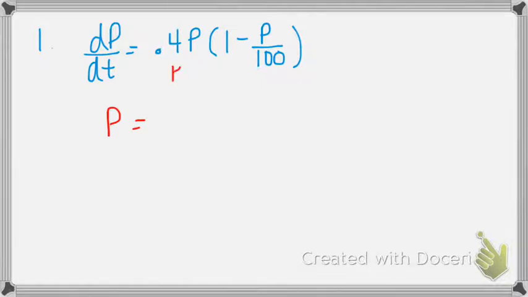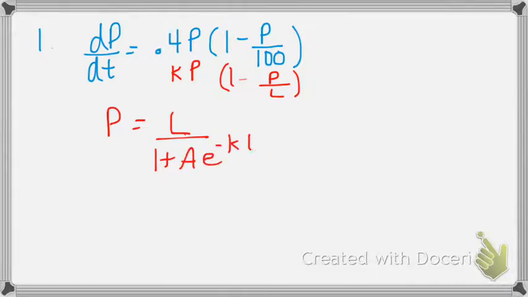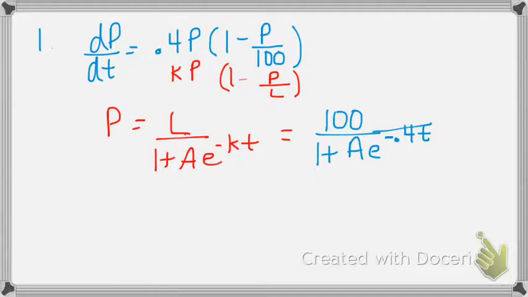The original equation had a k and then a P and then a 1 minus P over L. So the equation we're looking for is, I'm sorry, that's not right. It's supposed to be L over 1 plus ae to the negative kt. Okay, so if I look at how it's set up, the L is 100. The a we don't know. The k is 0.4, so you put negative 0.4t. And that's all you do. Just rewriting it, at least at first.